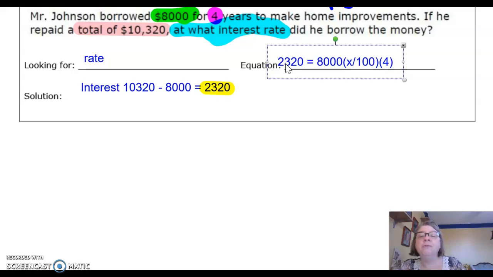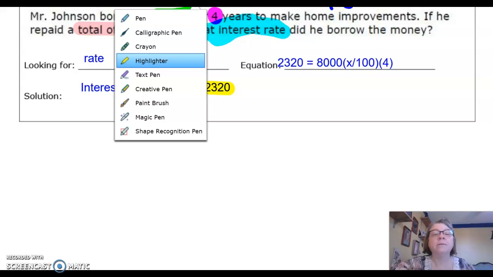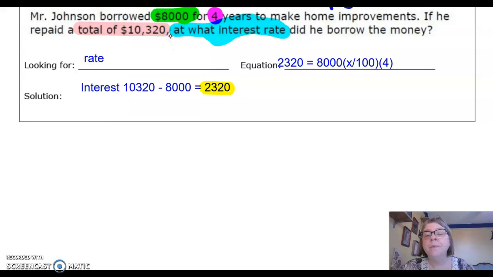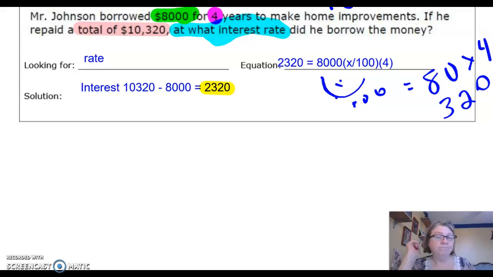Okay, so what I'm going to do first is I'm going to multiply. I'm going to take my 8,000 and divide it by 100, which is going to equal 80. And then I'm going to multiply by 4 and get 320. All right, so I took care of the percent. I just need to find the x.